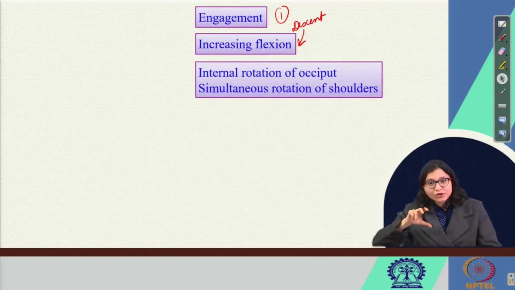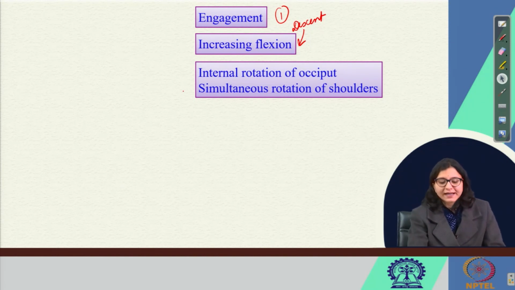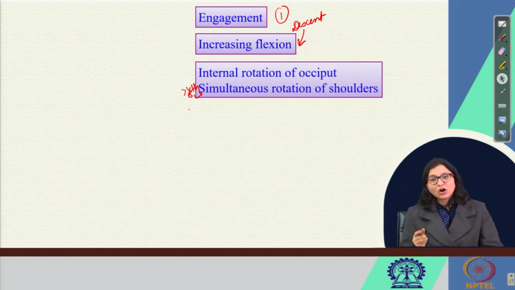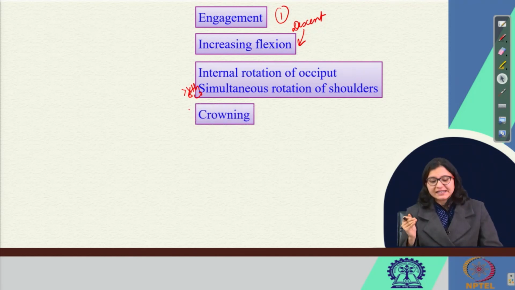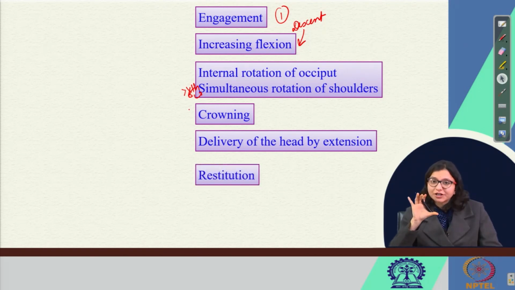Next is internal rotation. After flexion, there is internal rotation of the occiput, and if it is more than 1/8 of a circle, then there is simultaneous rotation of the shoulders, because in the neck torsion can be withstood only up to 45 degrees, that is 1/8 of a circle. Next, there will be crowning and delivery of the head by extension. Following the delivery of the head, the torsion in the neck will be corrected by restitution, right, in the direction opposite to that of the internal rotation of the head.